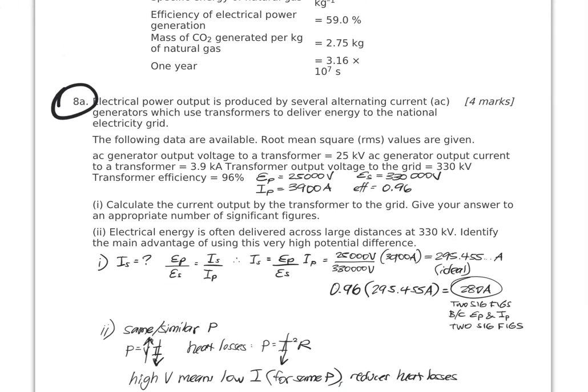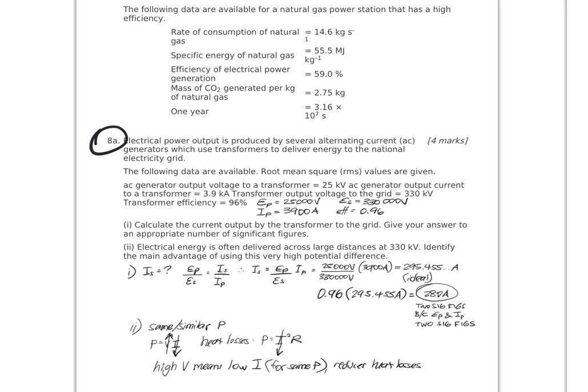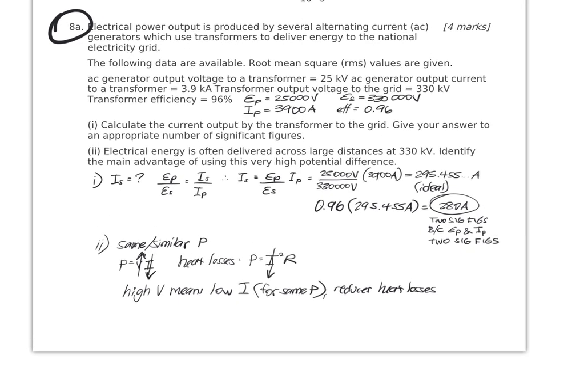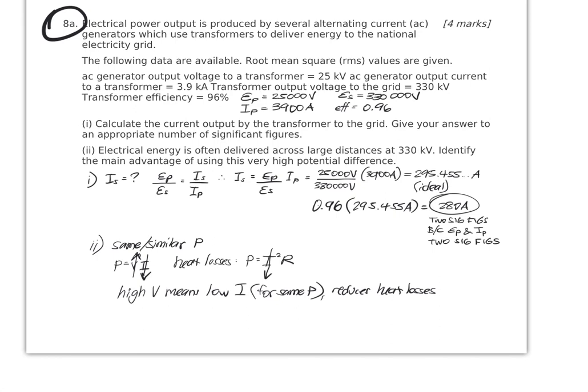So for number 8, it's talking about power generation and transmission. We have the primary voltage coming out of the power plant. We have the secondary voltage coming from the transformer to the grid. We have the primary current and the efficiency, and it's asking for the secondary current. So we can do that by a ratio. And don't forget to use the efficiency of 0.96 to get 280 amps on the ideal current of 295 amps. And it's 2 sig figs because the voltage and the current are 2 sig figs.